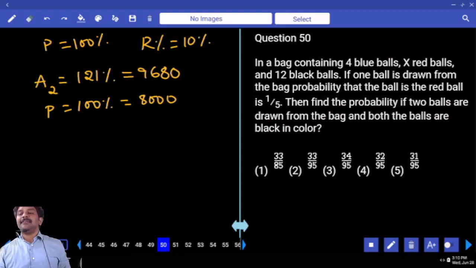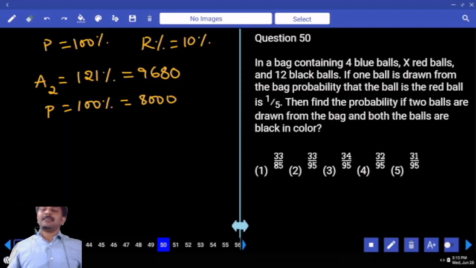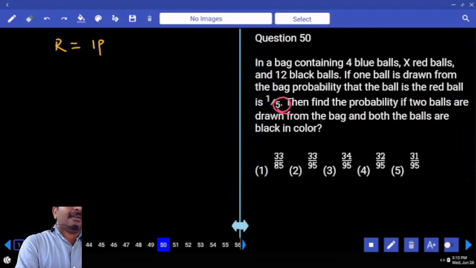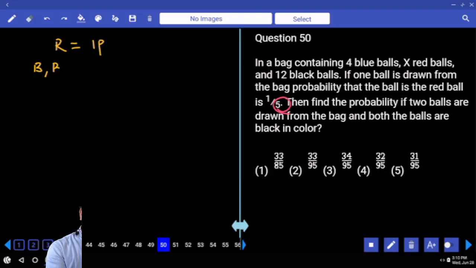In a bag containing 4 blue, X red and 12 black balls, one ball is drawn from the bag. Probability that the ball is red color is 1 by 5. So red, how many parts is that? Numerator, 1 part. What is the denominator? 5 parts is going to be the total value, right? And you know that red is 1 part. Apart from red, you have blue and black. Blue and black together must be equal to 4 parts only.